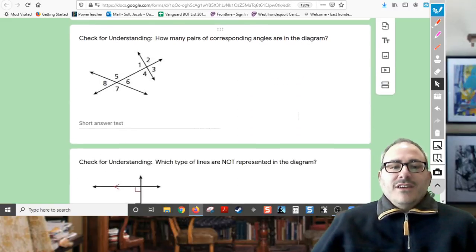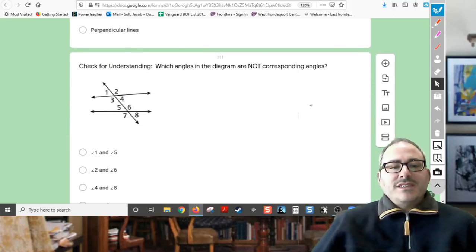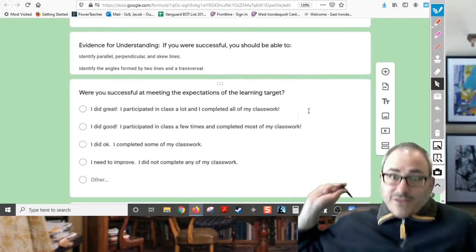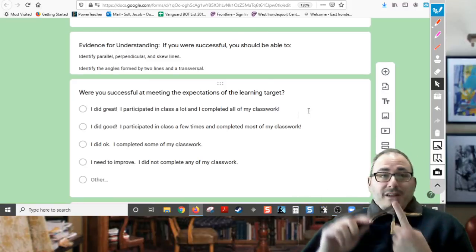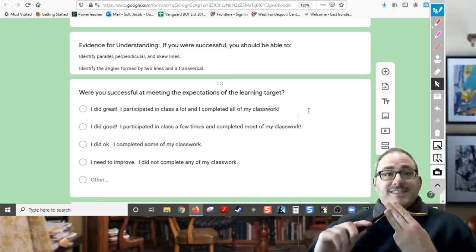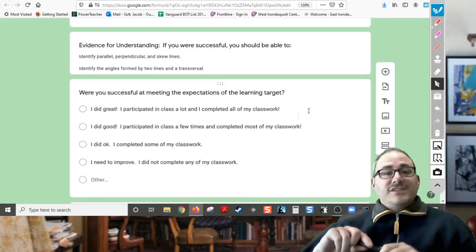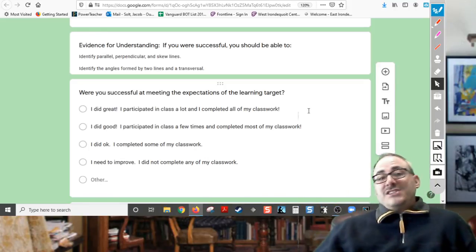I think we've hit these ad nauseam. There's even multiple choice in here. All right. So the evidence, if you were successful with this lesson, you should at this point be able to identify parallel, perpendicular, and skew lines. You should be able to identify lines formed by two lines and a transversal. You tell me, were you successful at meeting the expectations of the learning target?